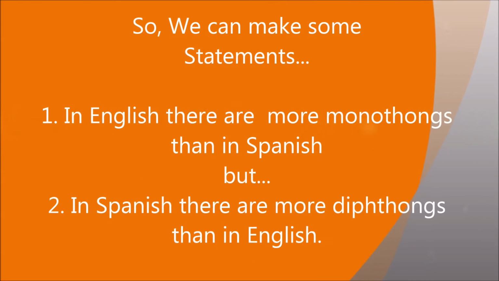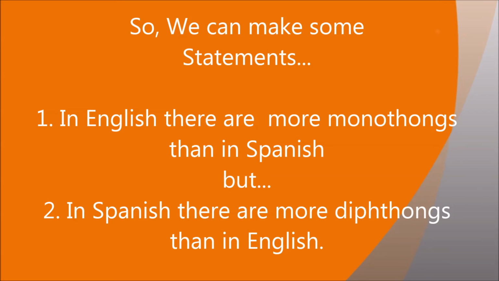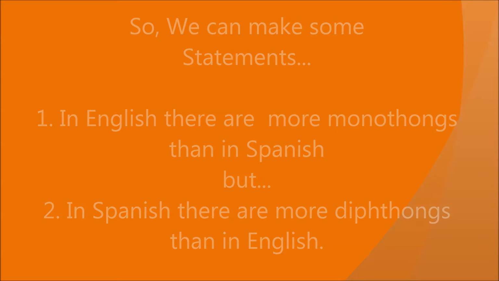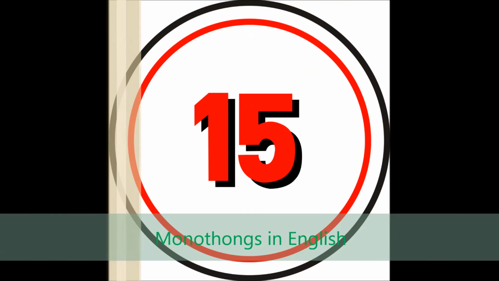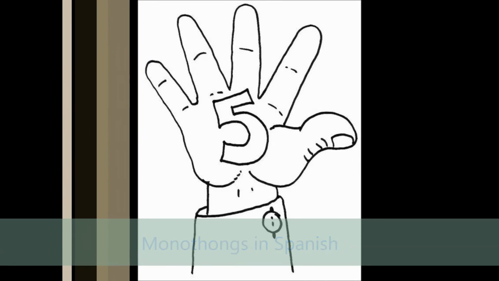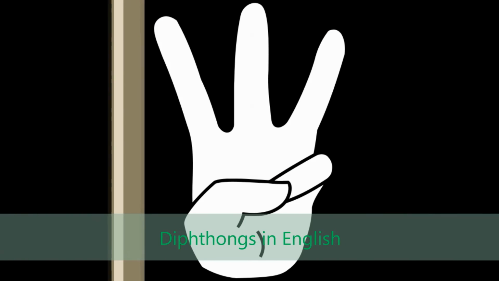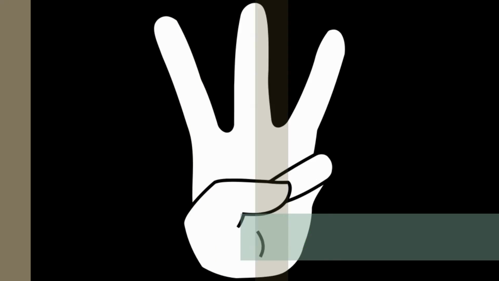So, we can make some statements. In English, there are more monophthongs than in Spanish, but in Spanish, there are more diphthongs than in English. There are 15 monophthongs in English, and there are 5 monophthongs in Spanish. The diphthongs in Spanish are 14, and the diphthongs in English are 3.